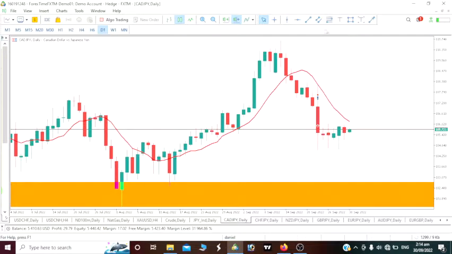So CAD is now bearish. So I would take it as an impulse move downward, a correction. I will take it, then another impulse move downward. And I will also take it as a correction, guys. And what I am expecting next is another impulse move downward. So on this CADJPY, I'll be expecting a drop.